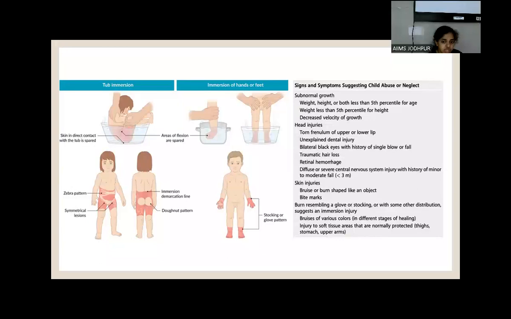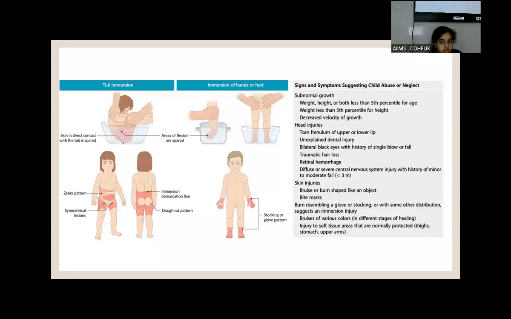The child may present with injuries to the skin. There may be bruises or burns which are specifically shaped like an object. The child may present with bite marks, or the burns may present with a glove or stocking appearance as seen in this diagram. That will be suggestive of an immersion injury. The child has been immersed in some hot fluid, and the bruises on the body may present in various colors, suggesting that they occurred at different stages of healing and are not from the same injury.